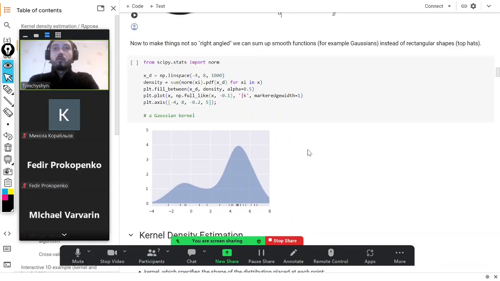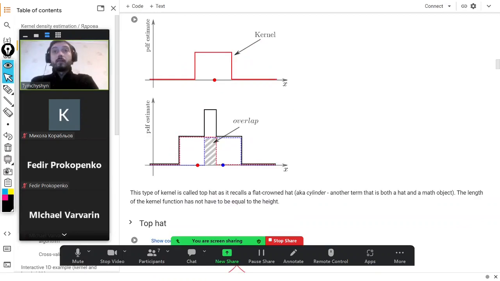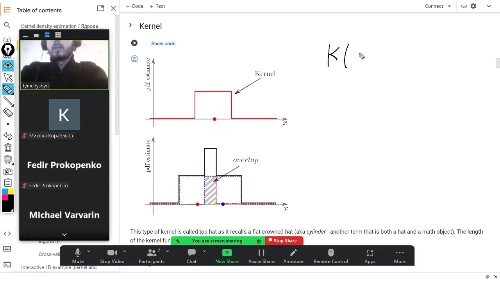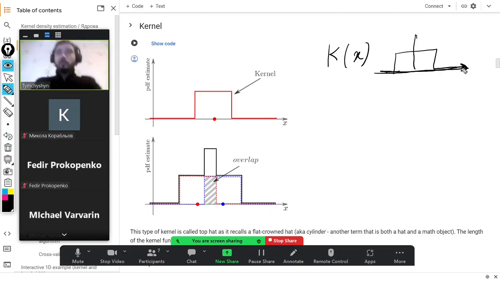Okay, so what now? Now you might guess that if we have these sort of kernels, I'm just defining a kernel that I want. So some function K of x, and I'm saying that I want some function that looks, for example, like this. Now, what should I do to associate it with a data point from my data set?